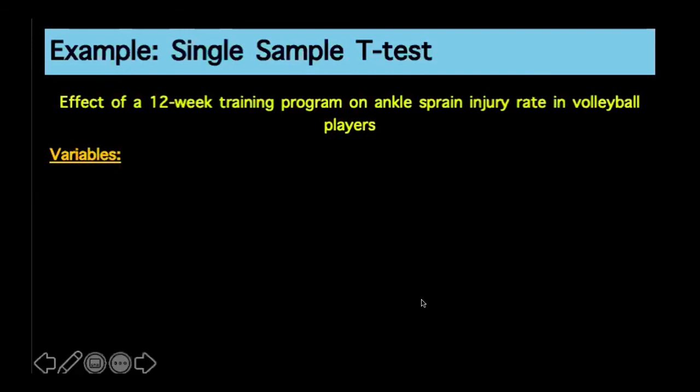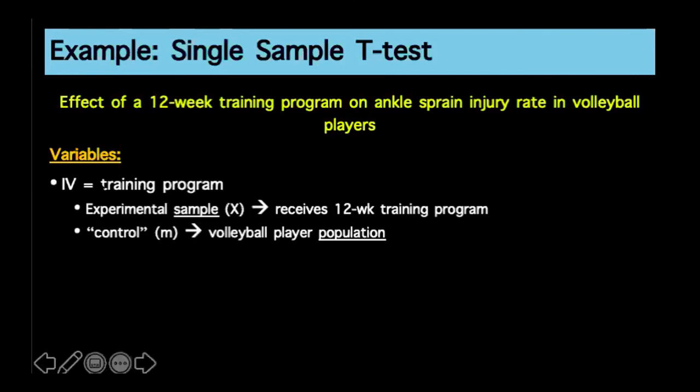What would the dependent variable be? Ankle sprain injury rate. Yep, we're looking at injury rate. So the independent variable is identified as a training program. Since we have a single sample t-test, we're going to have an experimental sample, so that will be the sample mean that goes into our equation. And then we're going to have a control group, which is basically representative of the estimated population mean.